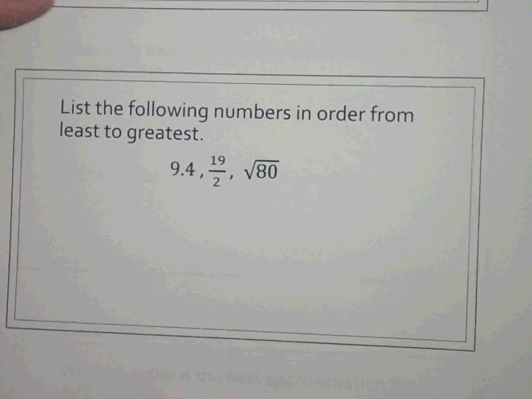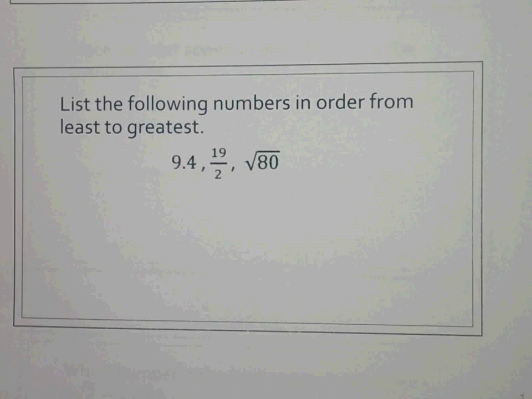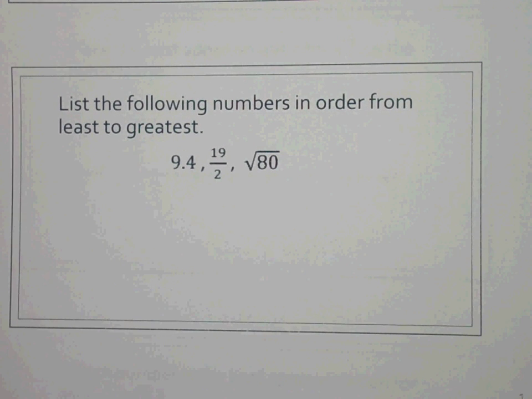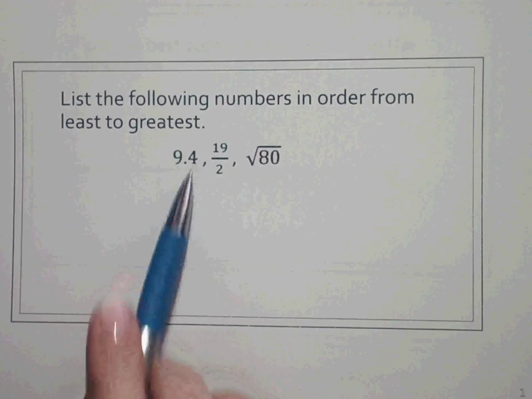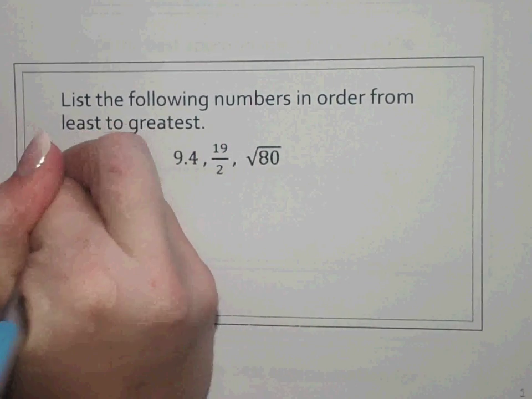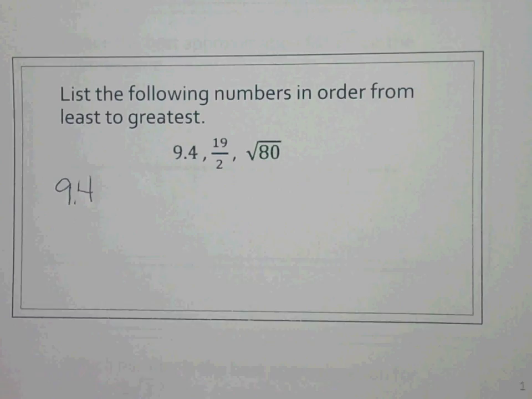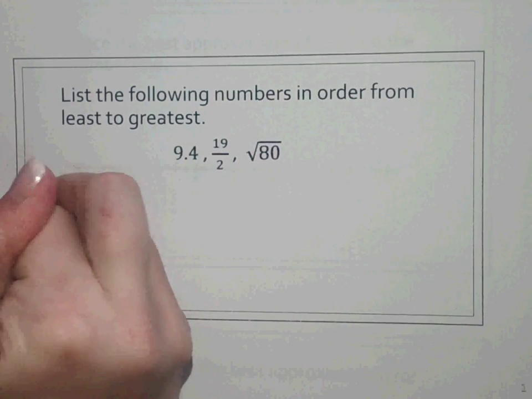The first type of question we're going to look at is: list the following numbers in order from least to greatest. Well, they're all in different forms. We have one as a decimal, one as a fraction, and one as a radical. The 9.4 is pretty simple. We know that that's just equal to 9.4 as a decimal.